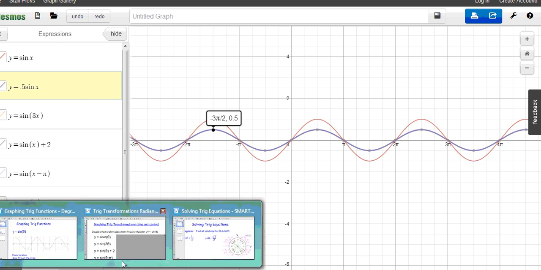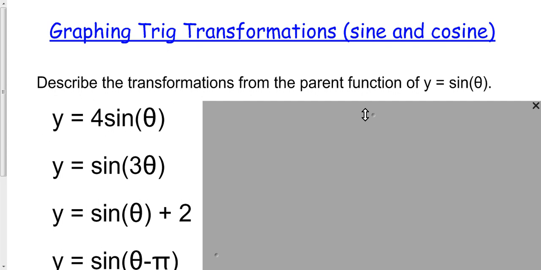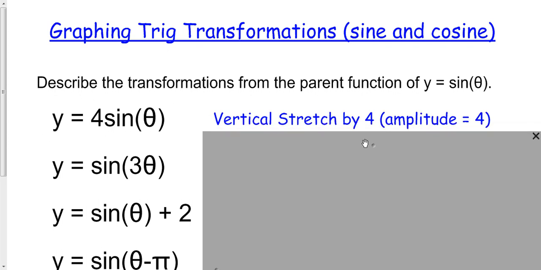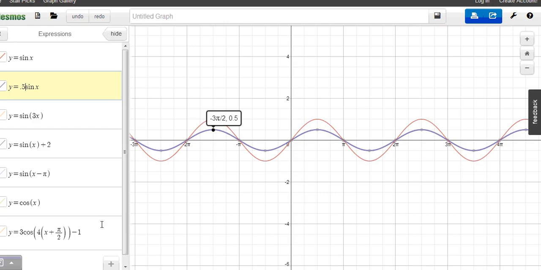If we look at our notes, this first one is a vertical stretch by 4, and what this means is the amplitude is now going to be 4. Before, the amplitude is 1 with just a 1 in front here, now this changes the amplitude to 4, and this is the main idea for this lesson, that you can identify the amplitude based on this equation. Okay, let's look at the next one. Let's go back to our graphs. By the way, this is called Desmos. It's a really nice graphing calculator. It's free online. I'd highly encourage you to use this.